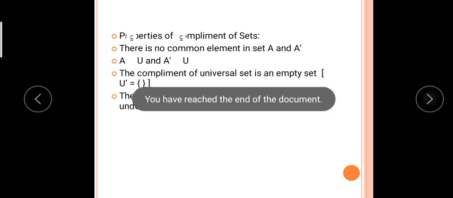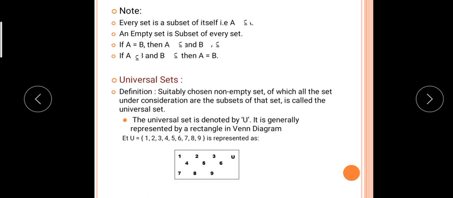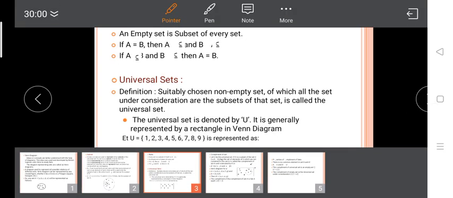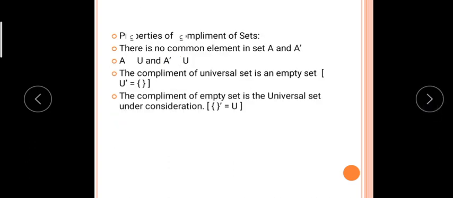Okay students. So today what did I explain to you? Venn diagram, subset, then complement of a set and universal set. So learn this, study well. All these examples and points you have to note down in your notebook.